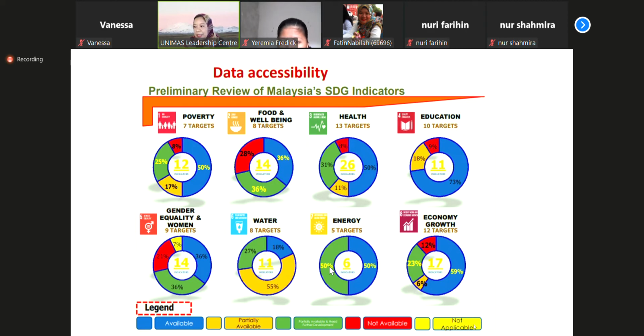Here, the yellow one is not applicable, meaning that Malaysia is not interested, or not capable, so it is not applicable to us. The red one is not available, so this is the data that we cannot have yet. The green one is available, while the other colour is partially available and needs further development. So this is how we look at the way that we can provide data.